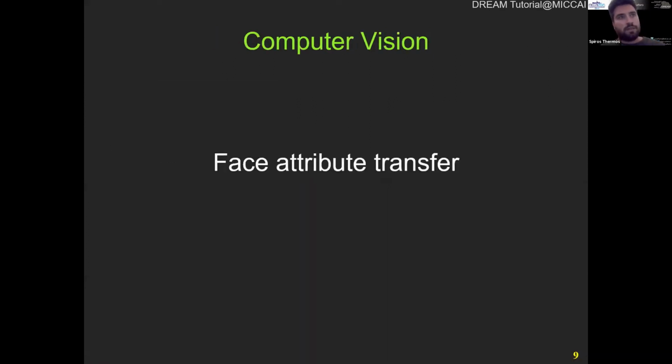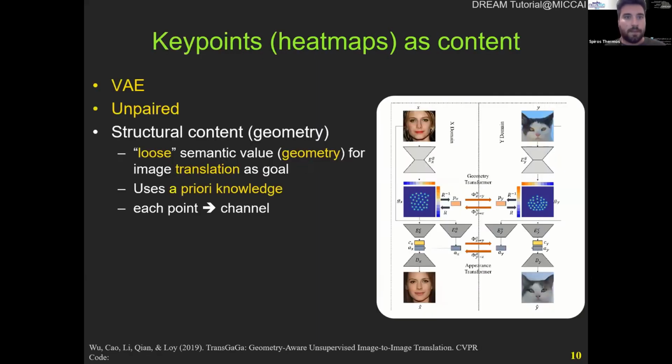Okay, this was the typical image-to-image translation. A more specific case, the face attribute transfer. Very well known application is called TransGaga. It's a very cool name. Again, it's an image-to-image translation model, but the key points here are the content, and the key points actually are associated to facial features. So ideally, we can somehow translate our face from a human face to a cat face, like the expression, by sharing the content part, so sharing the key points.